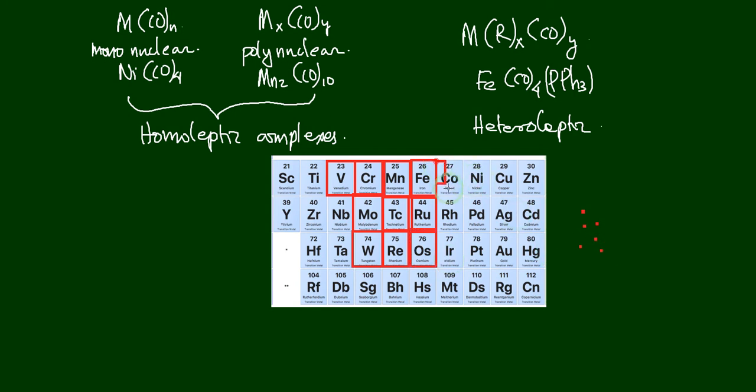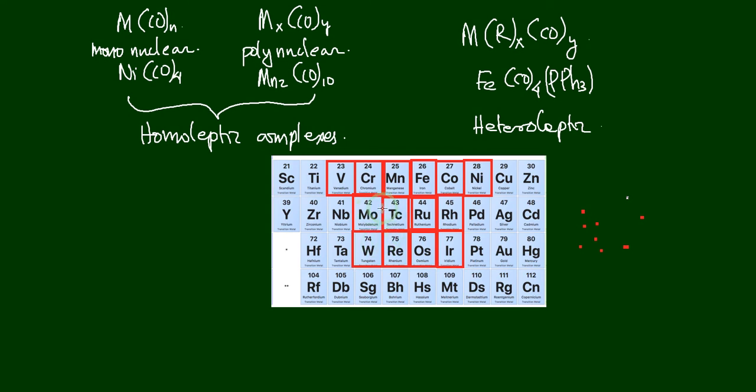Then we go to cobalt, then rhodium and iridium, and then we move to the last, nickel. Nickel will also give a homoleptic carbonyl complex, but the elements below nickel are not going to give. So these are the metals among the first, second and third row transition elements which give homoleptic carbonyl complexes, either mononuclear or polynuclear.